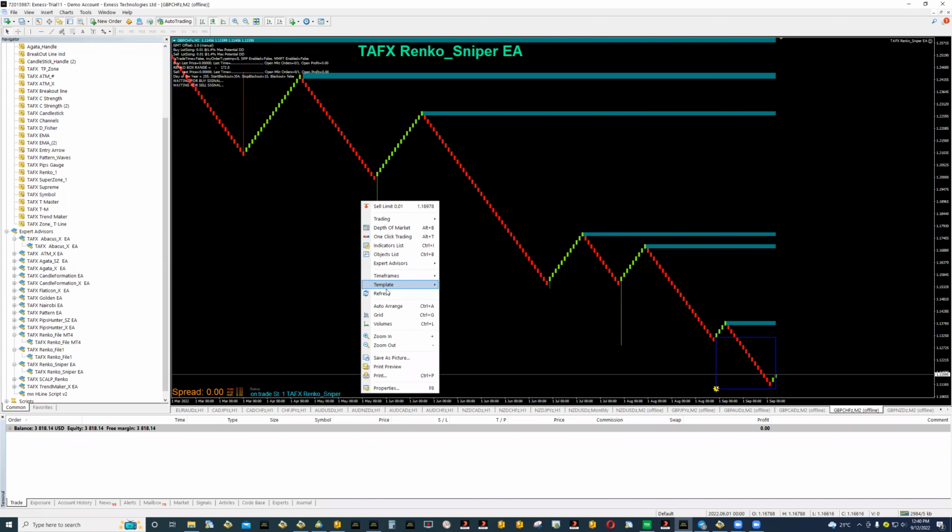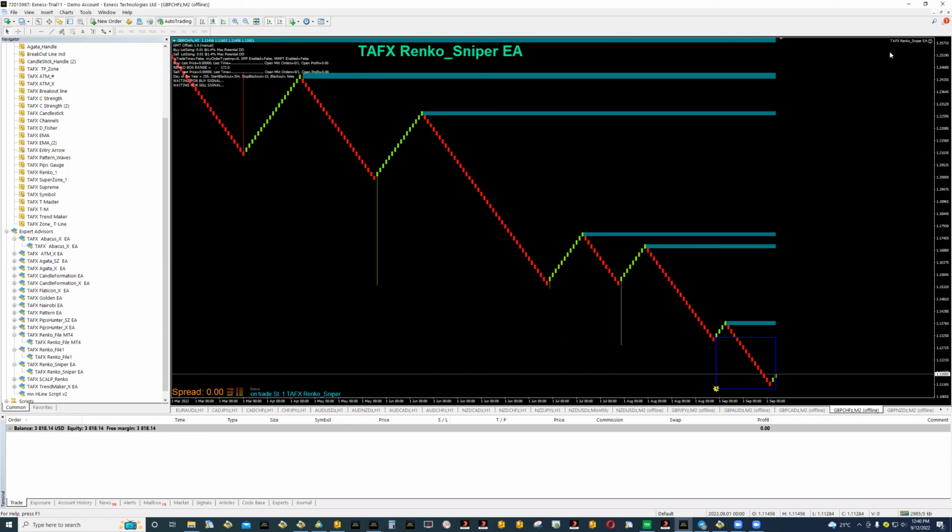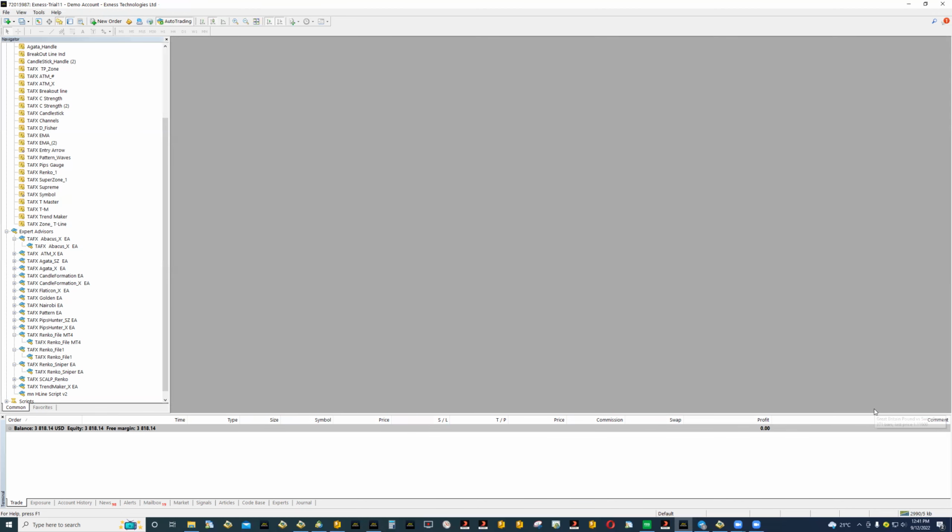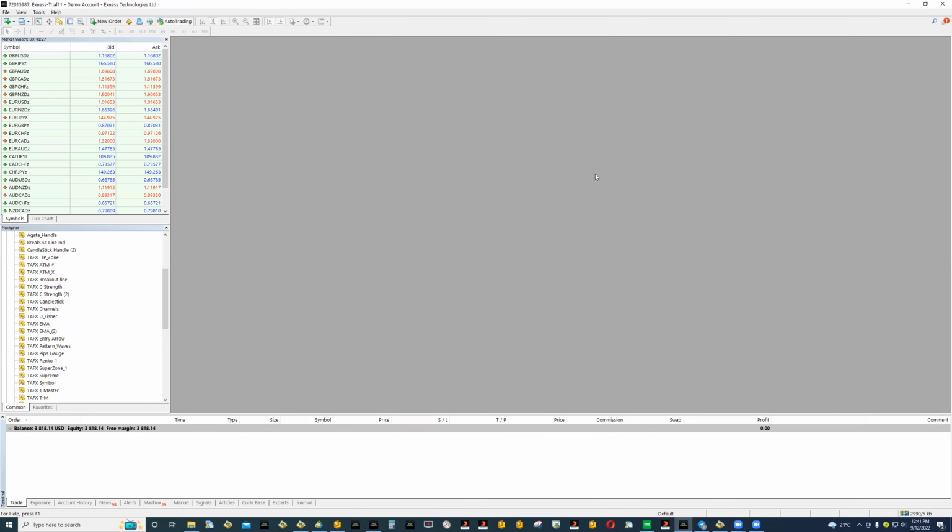Guys, let us start discussing the TFX Renko Sniper strategy one. This is the MT4 platform. For those people who have been seeing the screenshot of the result from our TFX Renko Sniper for MT4, guys, this is a video of strategy one and the important settings in that strategy. So let us close this and start afresh, guys, so that you can get what I'm about to share here.